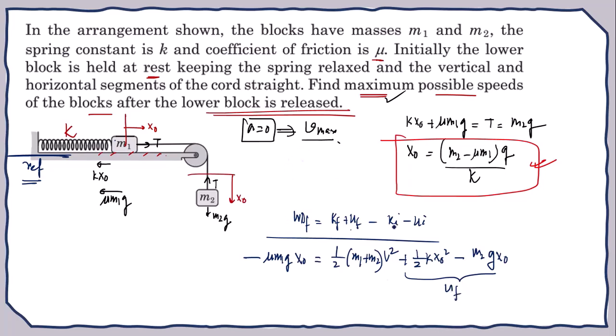What is the initial kinetic energy? The block is released, so the initial kinetic energy is 0. The initial potential energy is also 0, because the spring is in the relaxed condition. So this is the energy balance equation. If I solve this equation, it gives the value of v.